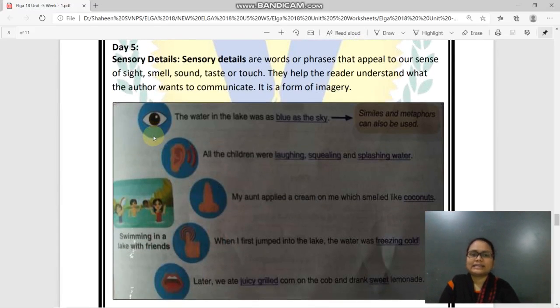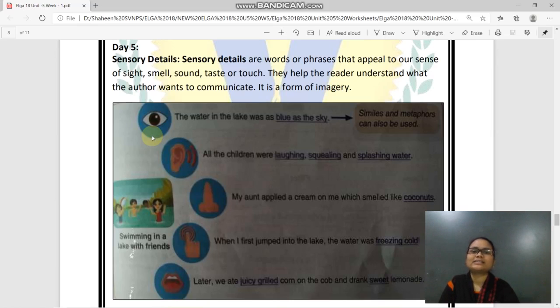So sensory details are words or phrases that appeal to our sense of sight, smell, sound, taste, or touch. They help the reader to understand what the author wants to communicate. It will help children. It is a form of imagery. So this is about the sensory details, children. Sensory details are the words or phrases that appeal to our senses.